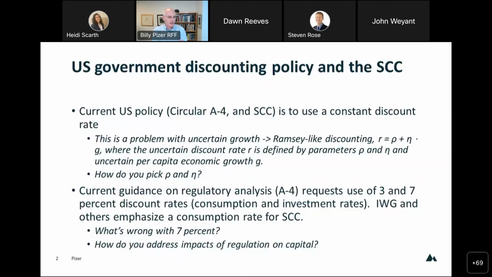And then what I'll be doing is talking about this work with Richard and Brian, who's on the call, I think, and can help me answer the tough questions, about a way to calibrate and pick the rho and eta parameters that Steve was talking about.